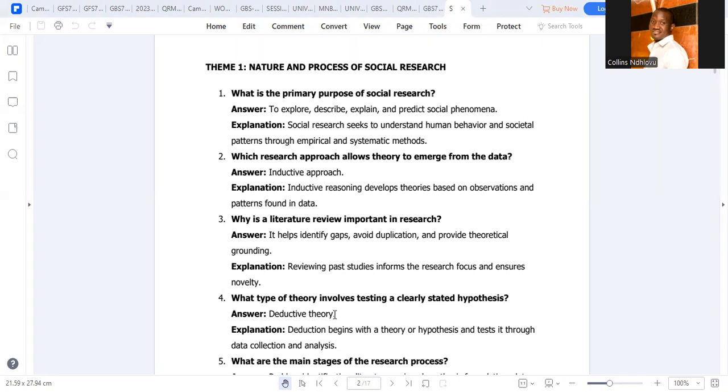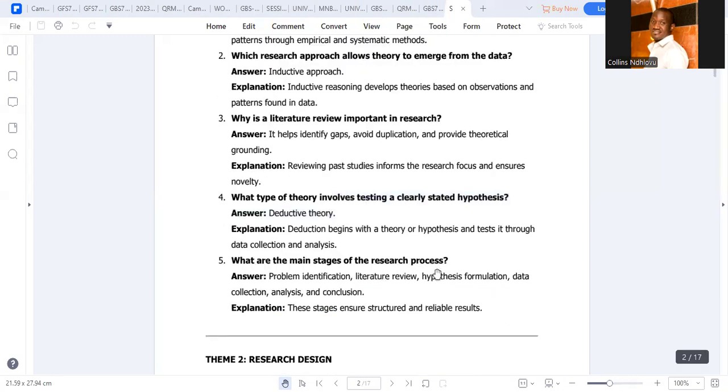Question number 3. Why is literature review important in research? So literature review is important in research for many reasons. Number 1, it helps to identify gaps. Literature review helps to avoid duplication. It provides you with theoretical grounding. So literature review will serve for a lot of critical foundations in research.